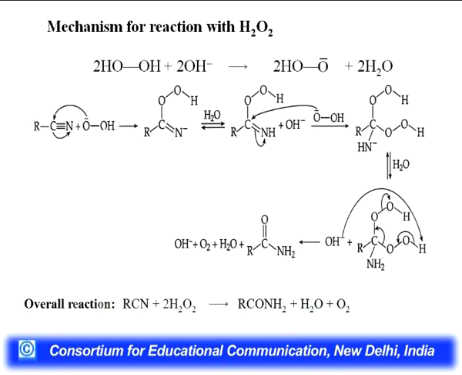Another mechanism with H2O2, that is hydrogen peroxide. You can see how it will attack the nitrile group. First of all, there is a protonation by a water molecule, then the anion obtained by the dissociation of hydrogen peroxide will attack the carbon, and when it reacts with a water molecule and further rearrangement, it will give you the amide. So, overall reaction is the cyanide or nitrile when reacting with hydrogen peroxide will give you the amide.